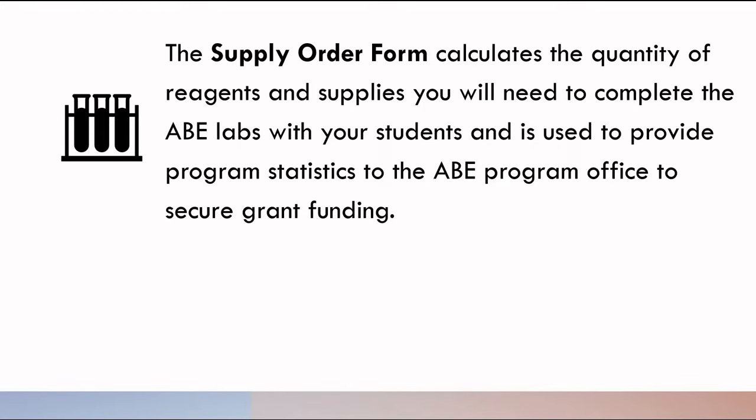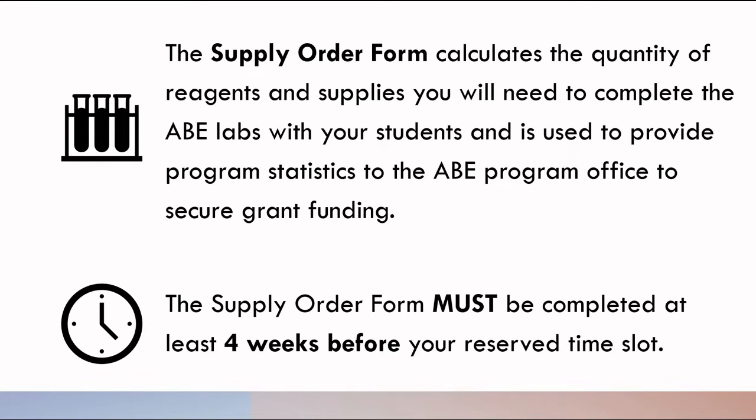The supply order form calculates the quantity of reagents and supplies you will need to complete the ABE Labs with your students. It is also used to provide program statistics to the ABE Program Office to secure grant funding. The supply order form must be completed at least 4 weeks before your scheduled time slot to allow your site coordinator to prepare your order. If you do not submit an order form in time, your ABE reservation could be canceled. So, be sure to complete the supply order form in a timely fashion.